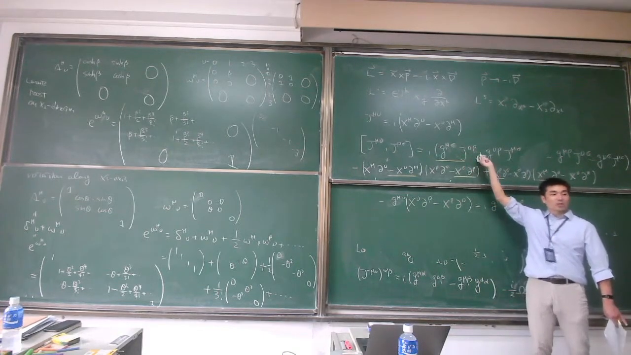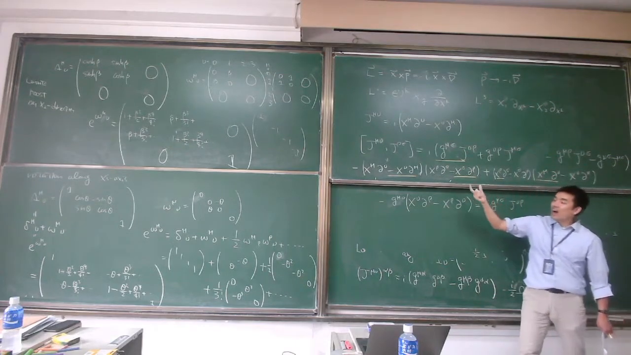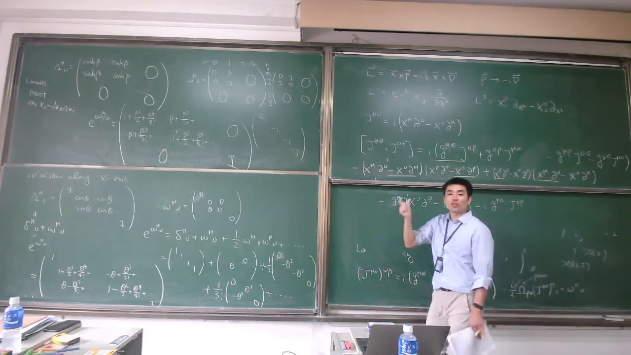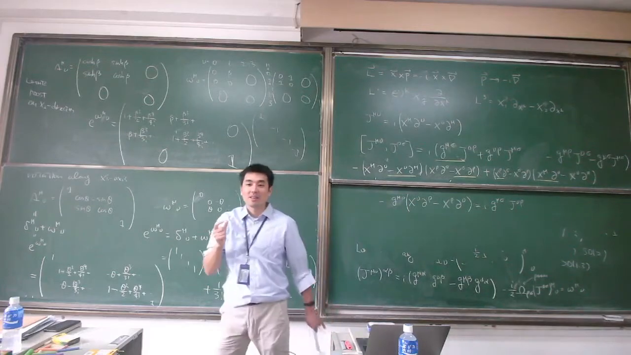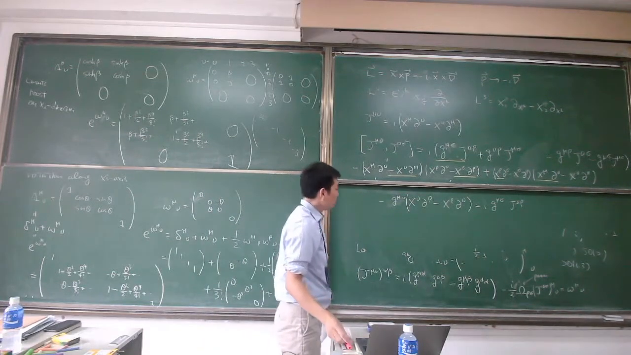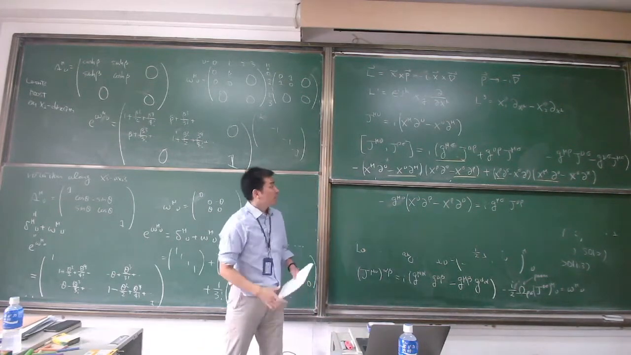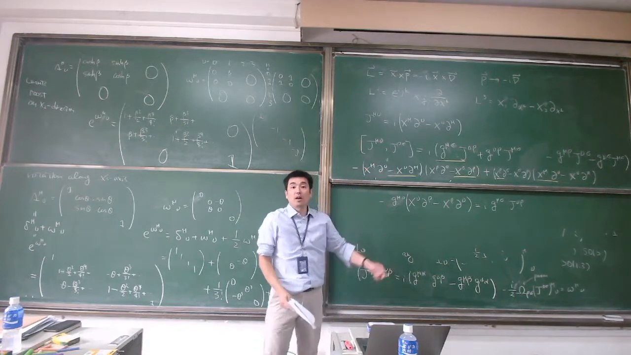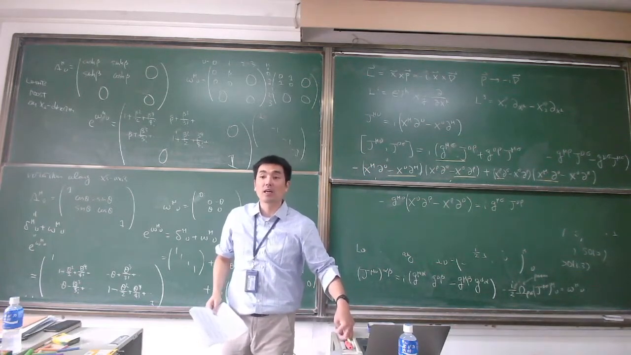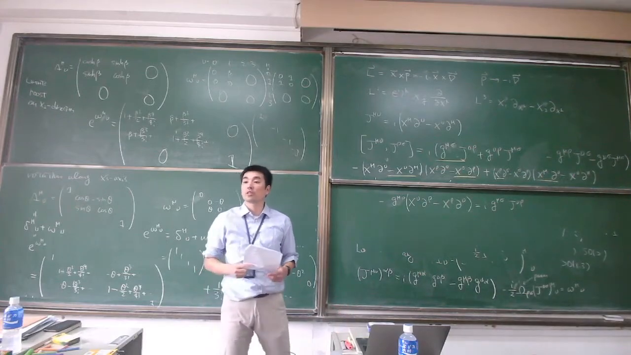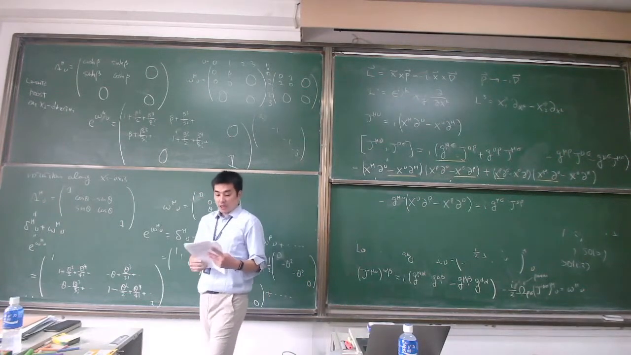And the rest of the terms should be how it acts and how we take a combination. Okay? Is it okay? That's how you get this algebra, the Lorentz algebra. Any questions at this moment?